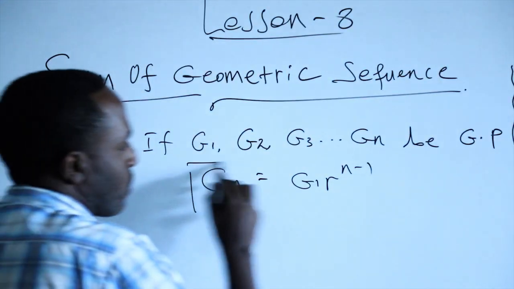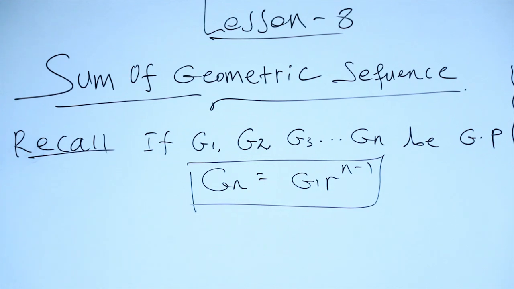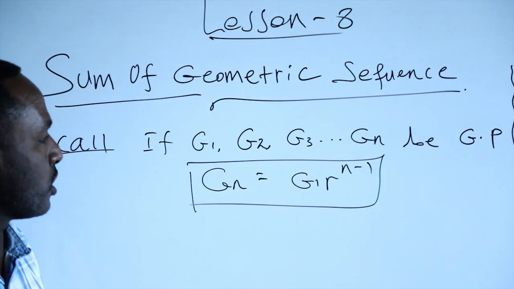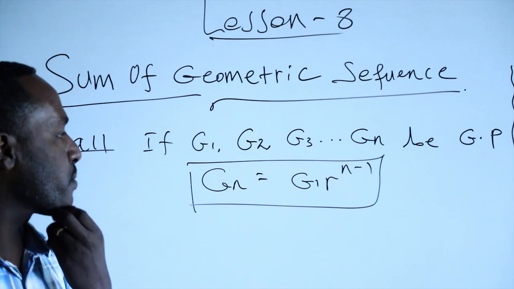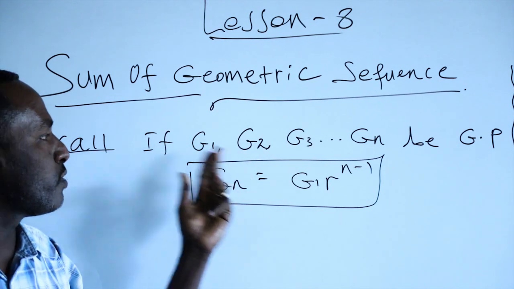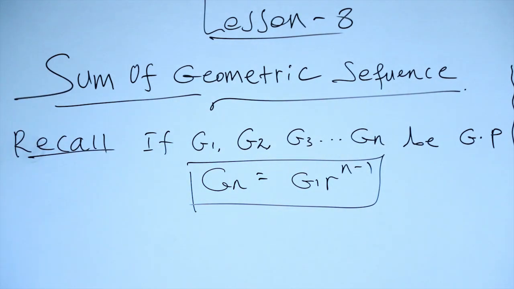If G1, G2, G3 up to Gn is a geometric sequence or geometric progression, the nth general term can be calculated by the first term G1 times r to the power of n minus 1. Now today we will see the sum G1 plus G2 plus G3 up to Gn, especially the finite sum of a geometric sequence.